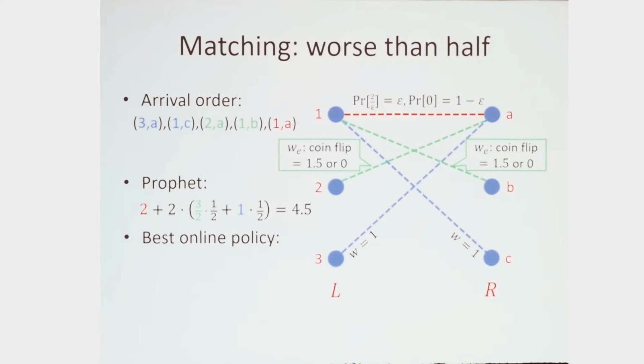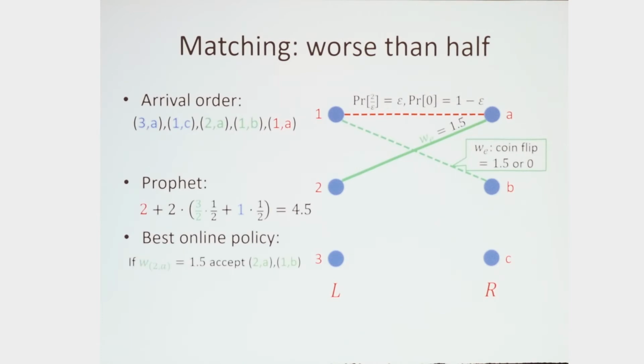So the best online policy actually should discard the first blue edges, the 2 blue edges, because there is going to be a better opportunity in the future, because we will get the red one. So it's a good idea to discard them. And then the best thing to do is observe the first edge. If it comes up tails, if it's 1.5, we should actually take it and the next green edge. So we should accept the guaranteed price of 1.5 and the coin toss for the edge 1B.